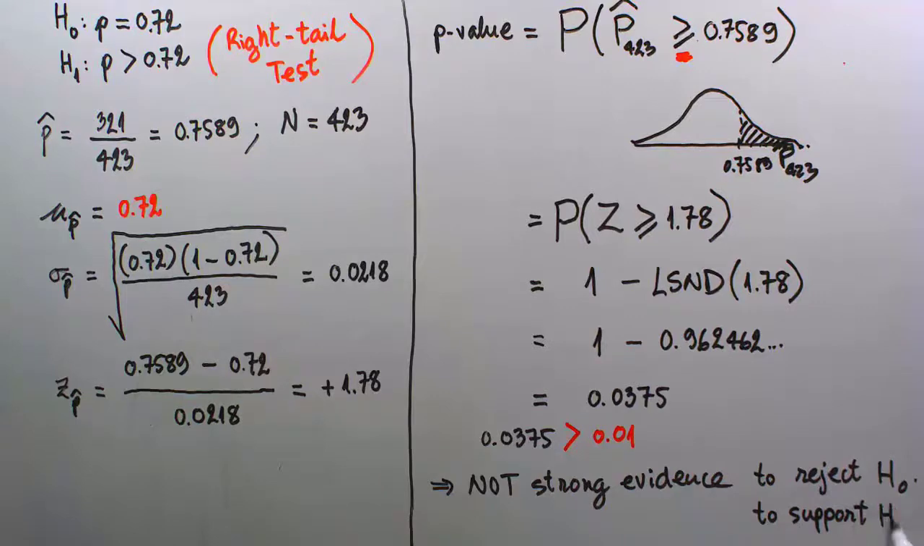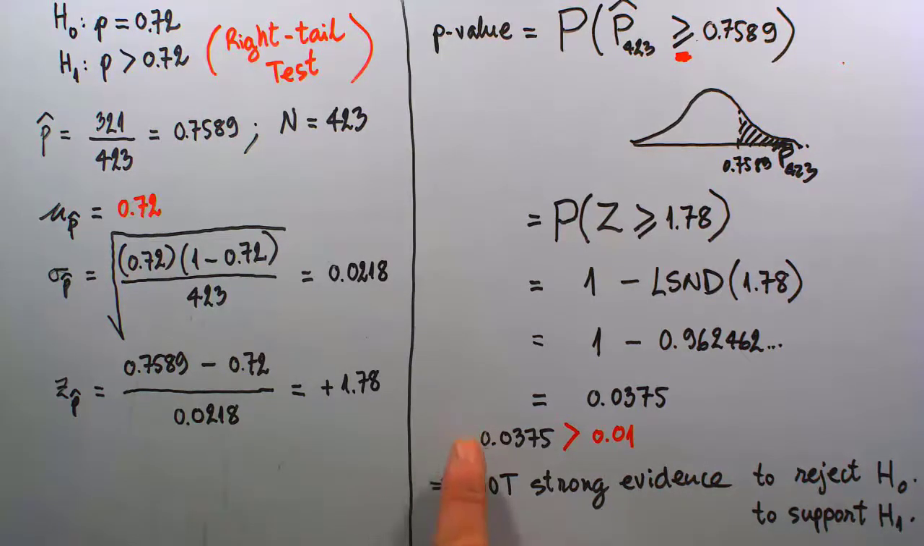our alternative hypothesis H1. So ultimately, as you have seen up to this point, anytime our p-value falls below the significance level, that's where we said we have strong evidence. But in this case, since our p-value is greater than 0.01, the final conclusion is that our sample is not strong evidence to reject H0 or to support H1.